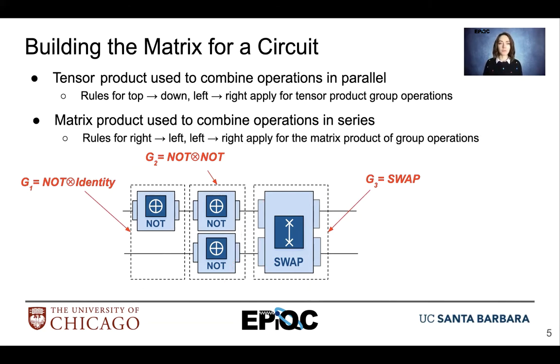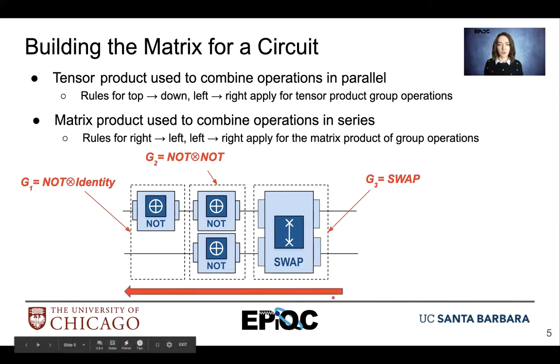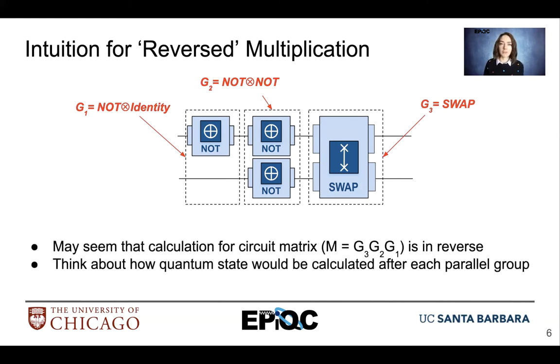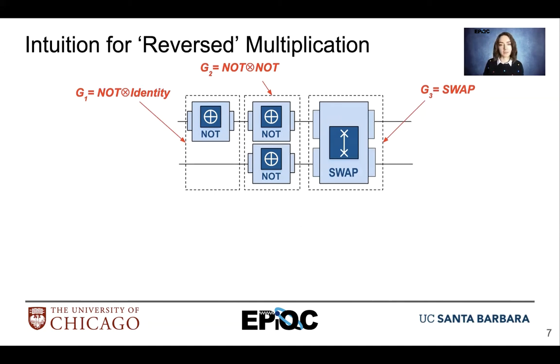The rules for matrix product are right to left, left to right, whenever you're combining those operations with a product. So we do right to left, left to right for your multiplication. It might seem like we're multiplying in reverse, but it actually does make sense when you think about it step by step. So think about how the quantum state would be calculated at each point in the matrix.